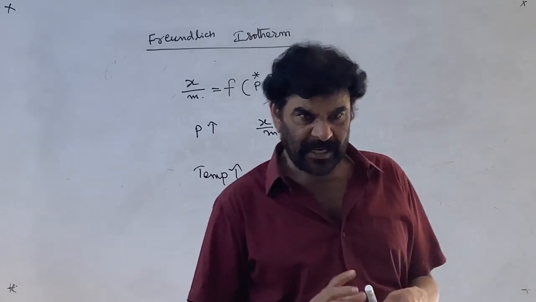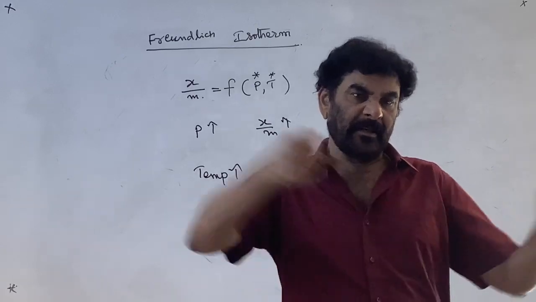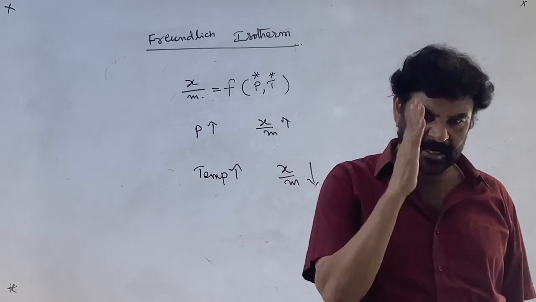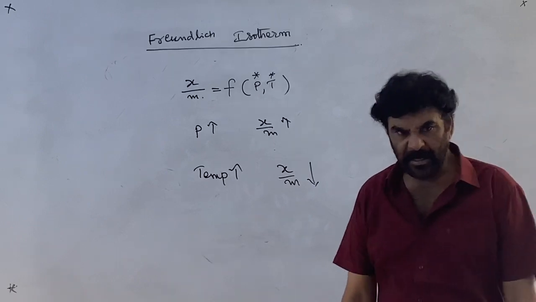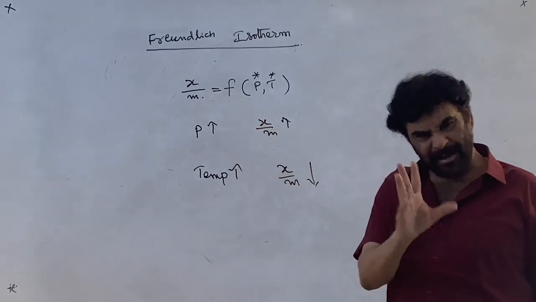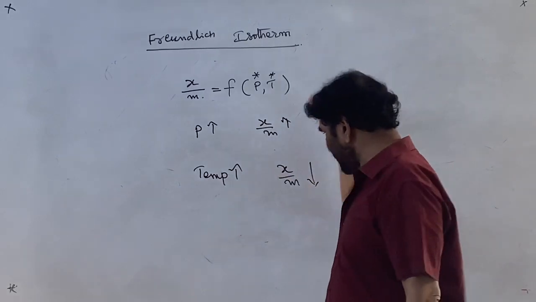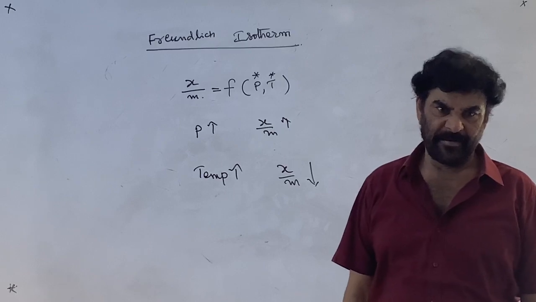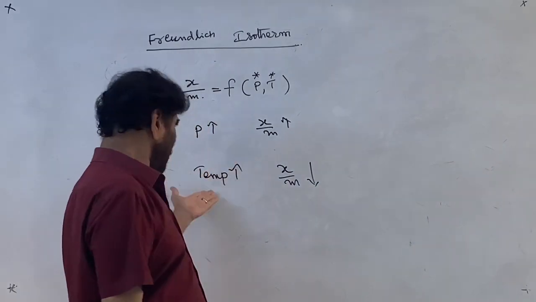The adsorbed molecules get sufficient energy and become detached from the surface of the adsorbent. As a consequence, the extent of adsorption decreases. See, the effects of pressure and temperature are opposite. As the temperature increases, the extent of adsorption decreases. Therefore, that is exactly opposite.